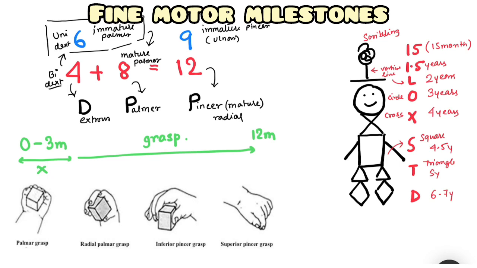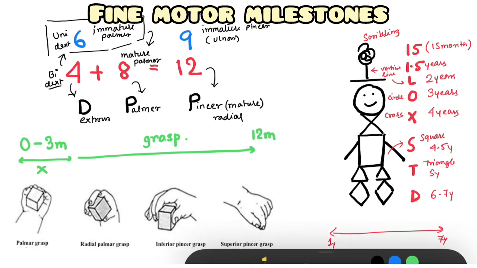So now this image summarizes our understanding of development from 1 year to 7 years. And by 7 years, more or less, the fine skills are almost developed. So the second half of our understanding starts from 1 year, in which there's 15, that is 15 months, the baby scribbles. Then 1.5, that is years, is vertical line. 2 years, horizontal line, that is L. Then O stands for circle at 3 years of age. X stands for cross at 4 years of age. S stands for square at 4.5 years of age. T stands for triangle at 5 years of age. And diamonds, as in D, at 6 to 7 years of age.